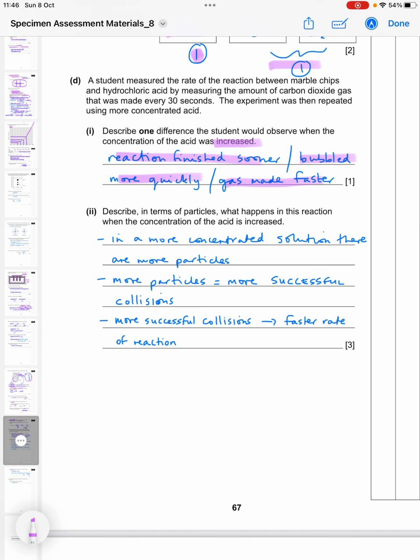Then describe in terms of particles what happens in this reaction when the concentration of the acid is increased. So first thing you need to say is that in the more concentrated solution there are more particles. Your second mark is that more particles mean more successful collisions. Don't just say more collisions, because it only helps the reaction speed up if those collisions are successful. And then finally, more successful collisions means a faster rate of reaction. And those are your 3 marks.